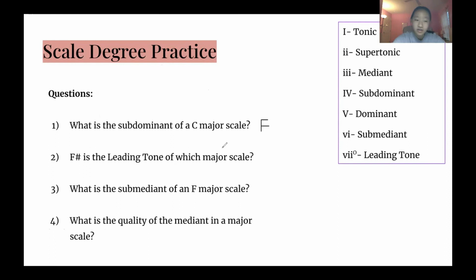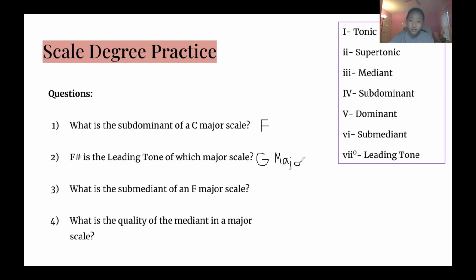Okay, slightly harder. F sharp is the leading tone of which major scale? So leading tone, if we look in our chart, it means seventh note. So what scale is F sharp seventh note of? Take a few seconds to think about it. So it is the leading tone of G major.